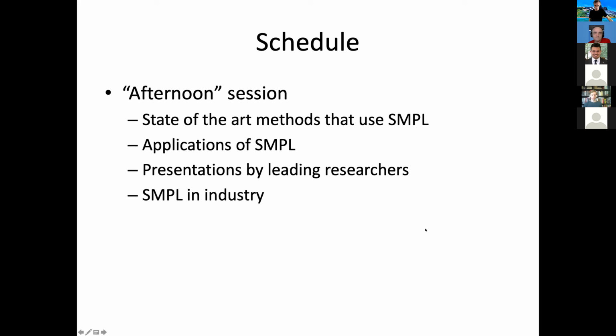That's followed by a so-called afternoon session, which will be late at night for many of us. That has experts in the field who will be giving presentations on current state-of-the-art methods that use SMPL, applications of SMPL, and SMPL in industry. So I think it's a pretty exciting session. If you've already had a chance to watch some of them, there's a few talks on there, like the Microsoft talk, which is really a spectacular talk and super exciting. So stay tuned for the afternoon session.